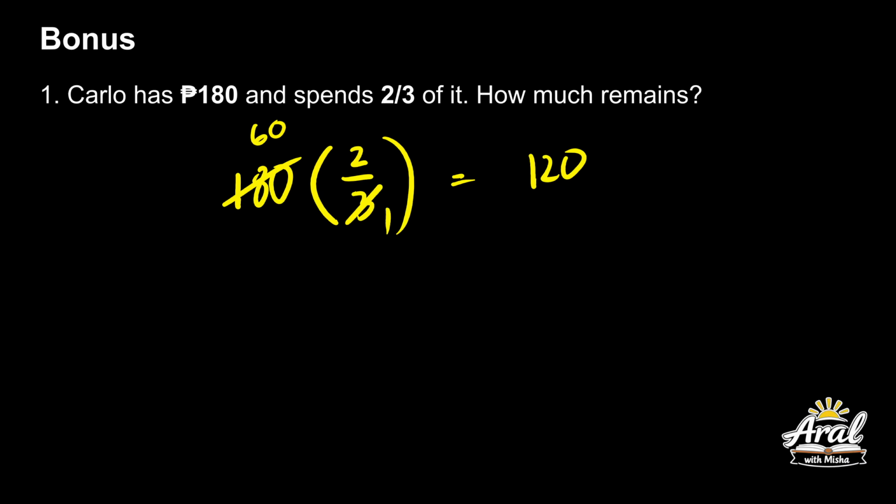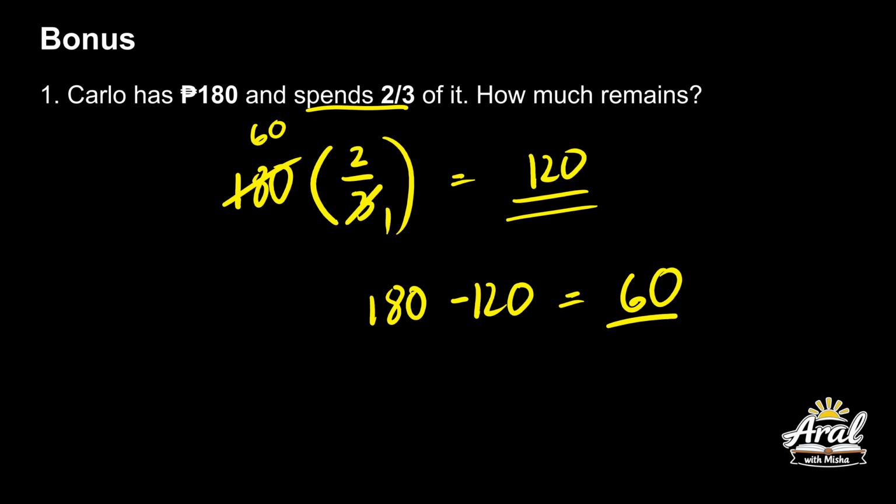How much remains? Ito yung ginastos niya, 2/3, and spends 2/3. Ang na-remain is 1/3, okay? So, actually, ito yung 120, yung ginastos niya, spends 2/3 eh. So, ang remaining is 180 minus 120. Ang sagot dyan is 60. So, this is what remained, 60 pesos.